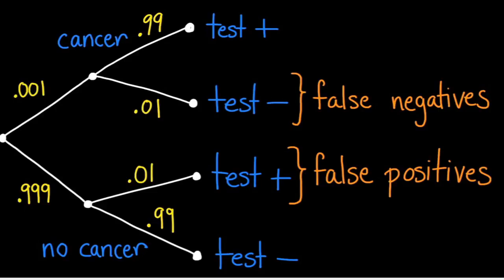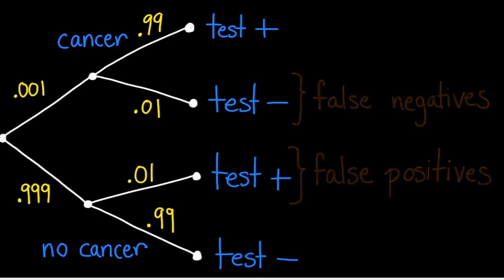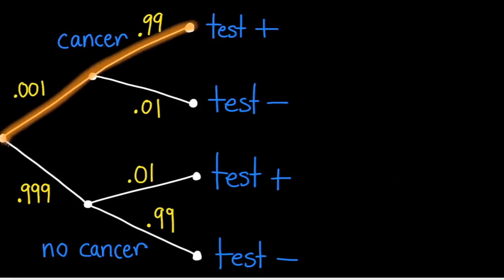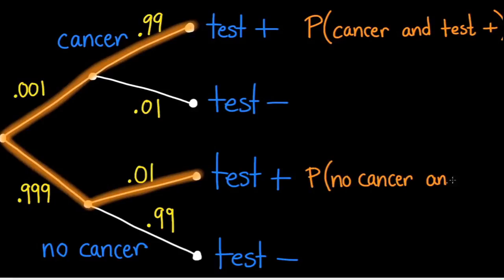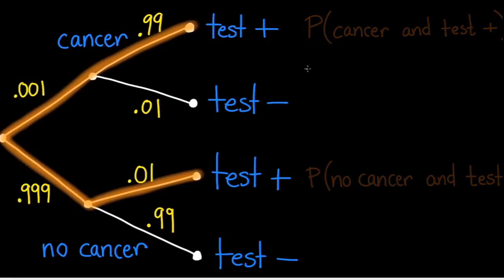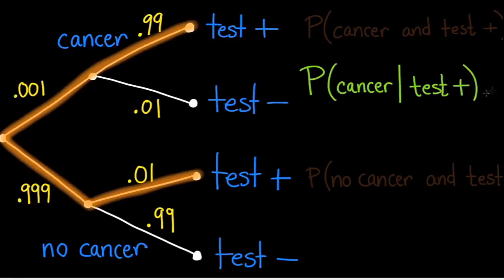Given that you test positive, our sample space is now restricted to only the population that tested positive. This is represented by these two paths. The top path shows the probability you have the cancer and test positive. The lower path shows the probability you don't have the cancer and still test positive. Now pause the video and determine the probability that you have the cancer given that you test positive.